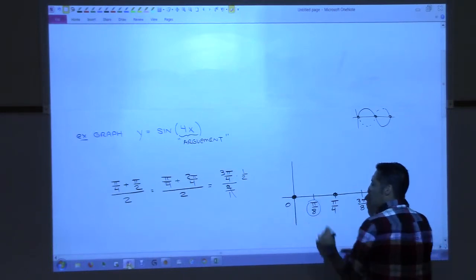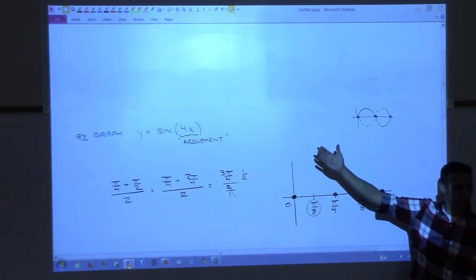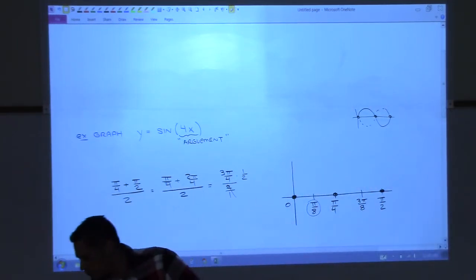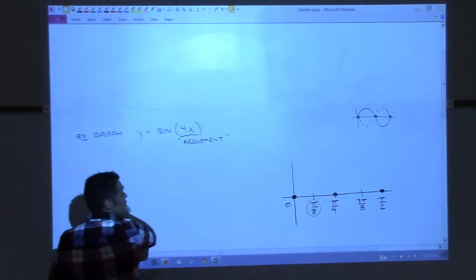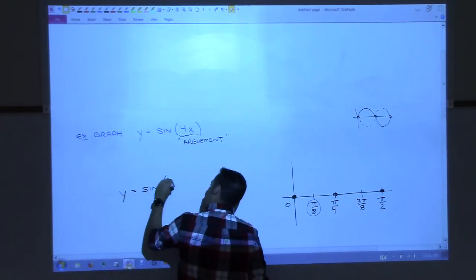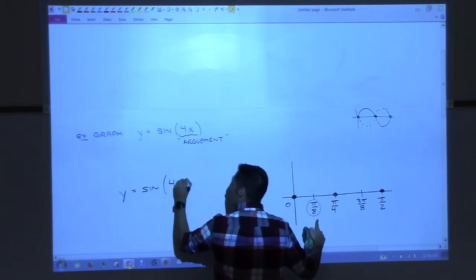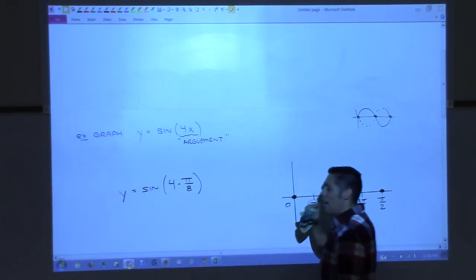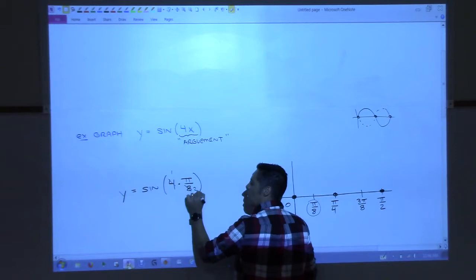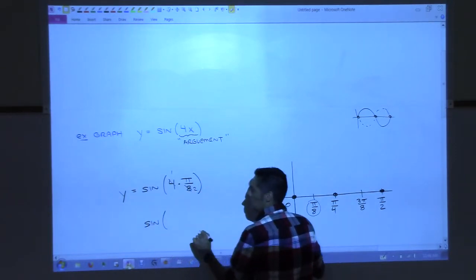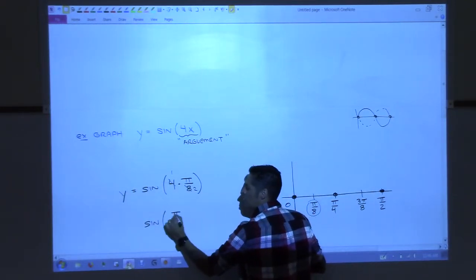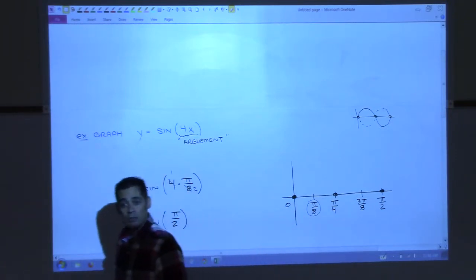What happens if I try and plug pi over 8 into the function? It's going to spit out a point, isn't it? Let's see what point it spits out. All right? So I'm actually going to evaluate this function at pi over 8. So I'm going to take this, y is equal to sine of 4 times, and I'm replacing x with pi over 8. And now the 4 and the 8 reduce out, don't they? I mean, like this 4 once and 4 twice. So this is really sine of pi over 2.